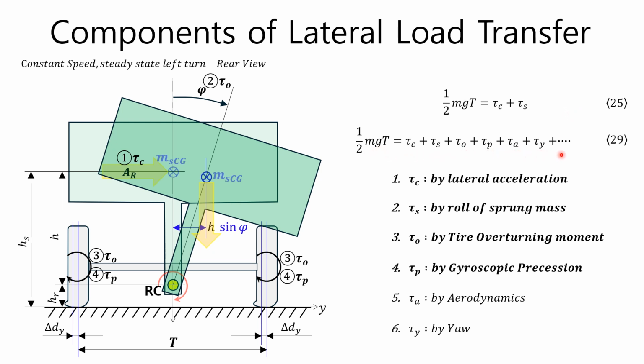As explained earlier, in addition to the lateral displacement of the center of gravity, there are 6 torque elements affecting the load transfer on the right side. Since we have already looked at 1 and 2 of them, I will explain the remaining 2, tire overturning moment and gyroscopic precession effect. As previously announced, there is a lot to explain about the effects of aerodynamics and yaw, so I will cover them in the next video.